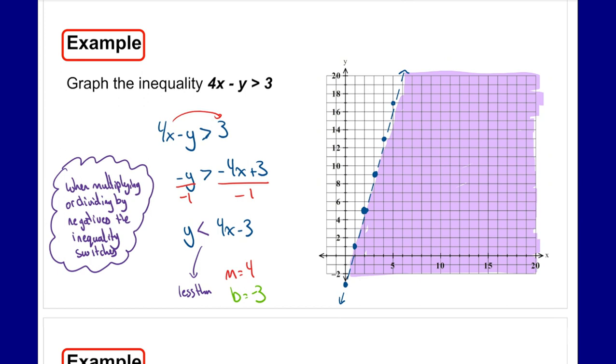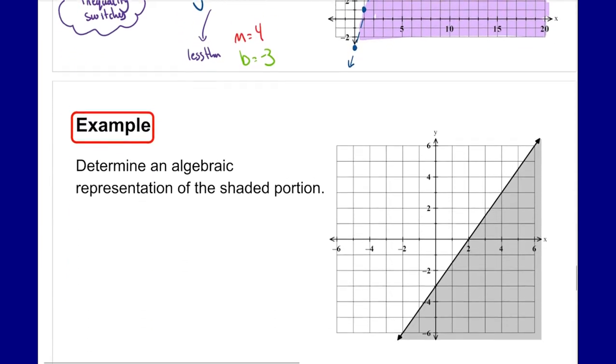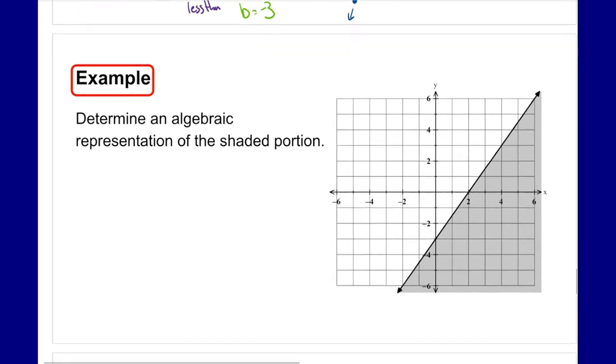So we've looked at all the different kinds of examples that we might have had when dealing with graphing inequalities. The next thing we want to do is determine an algebraic representation for the shaded portion. So now we're going to come up with an inequality for the actual graph. And this is going to be very similar to coming up with the equation of a line. Right? So we're looking for the same thing. So we have our line, we have our b value. We go down the y-axis, we find our b value. So b is equal to -3.